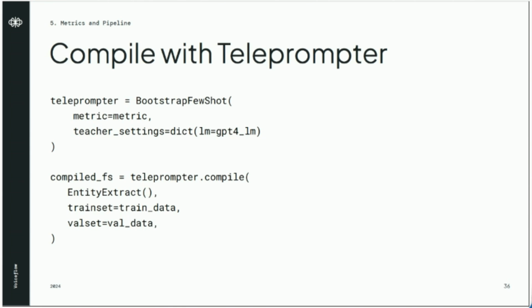The interesting thing about Bootstrap Few-Shot is, let's say you don't have much training data. Let's say you just have 10 training examples for this experiment. What Bootstrap Few-Shot does is it will make 10 LLM API inference calls, use your pipeline to generate demonstrations, and it will only use the demonstrations which pass a certain metric. So that's the advantage of using Bootstrap Few-Shot here.